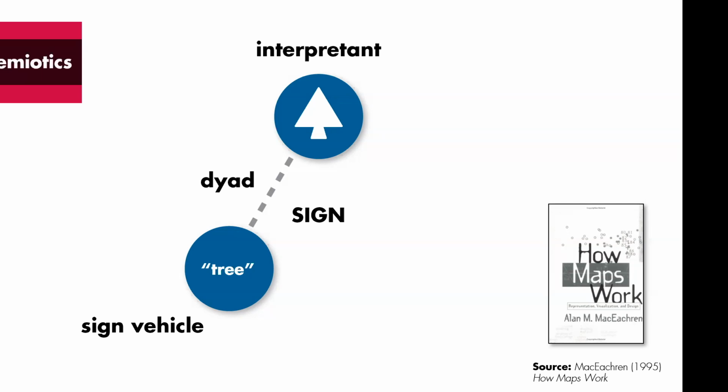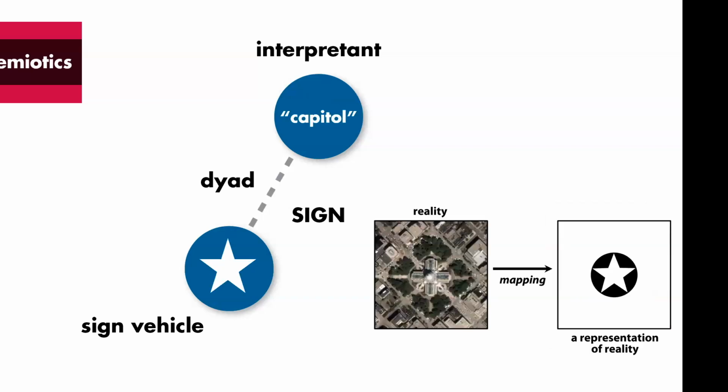And so we can have slightly different interpretants based on our lived experience. As the cartographer, we're trying to find a dyad that's going to work unambiguously for our audience, but there's always going to be some of that semantic difference in the interpretation.